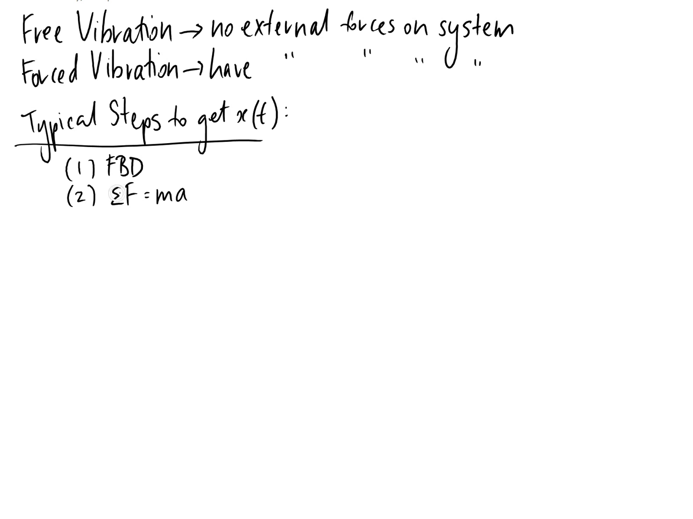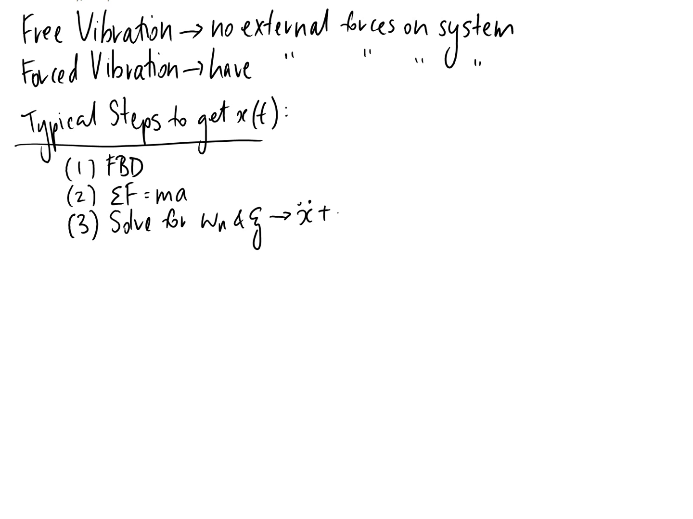So once you have your equation for the sum of the forces is equal to the mass times the acceleration of your block, the third thing that you need to do is to solve for two things. We need the natural frequency, omega n, and the damping ratio, which is how I'm going to draw it here, which is zeta.